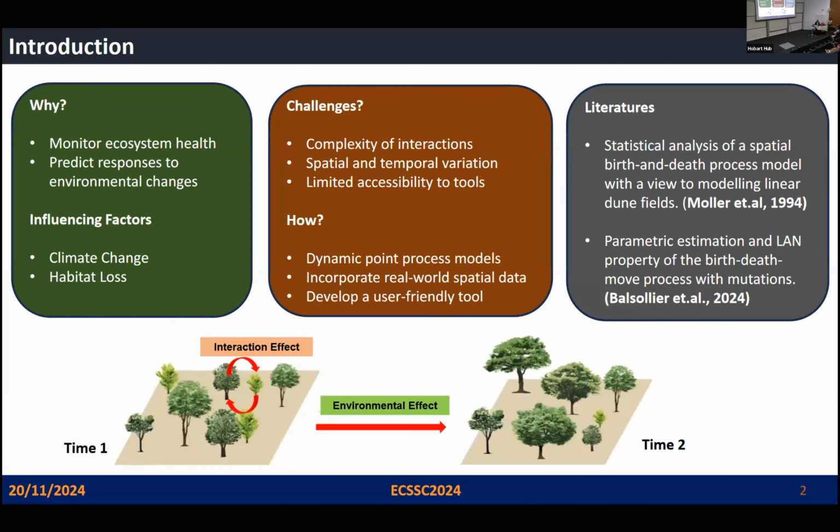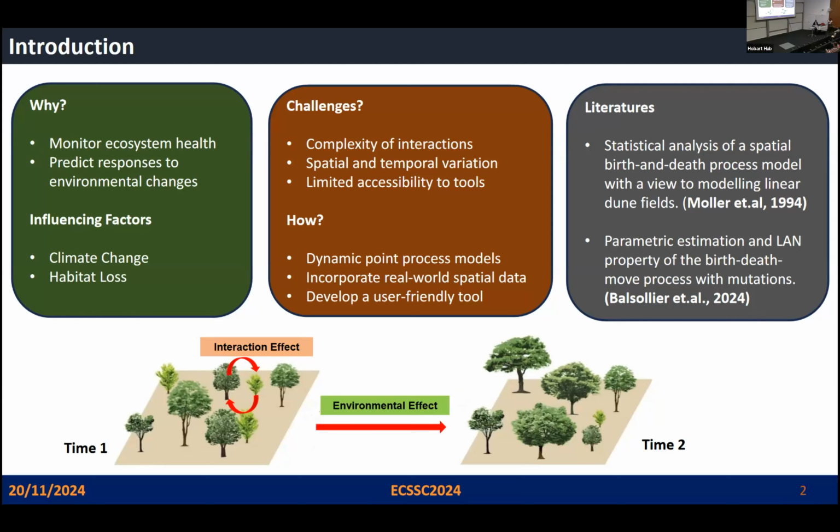Imagine you are standing in a rainforest, surrounded by towering trees and vibrant biodiversity. However, this ecosystem is constantly changing. So it is essential to understand these ecosystems, to monitor ecosystem health and predict responses to environmental changes. Through my research, I am trying to identify this variation and give a mathematical framework for this ecological scenario.